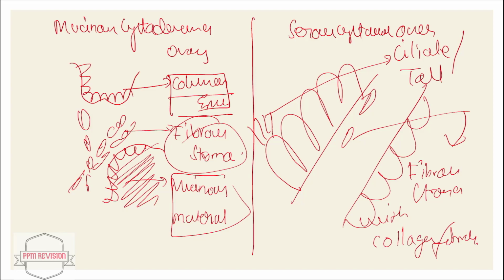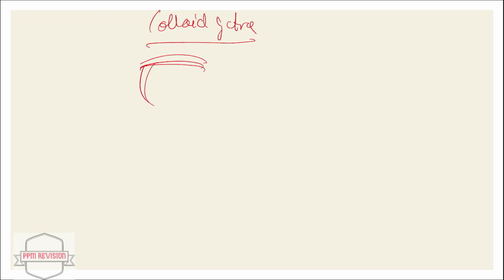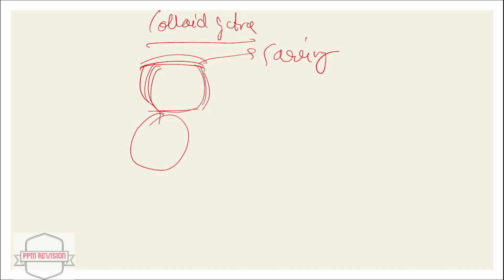Moving ahead, we'll be looking at some other important topics. We just have a few of them, and we will be finishing it. We have accomplished a lot today. Looking at colloid goiter, here you can see scarring. Just draw it. There's scarring that can be seen.